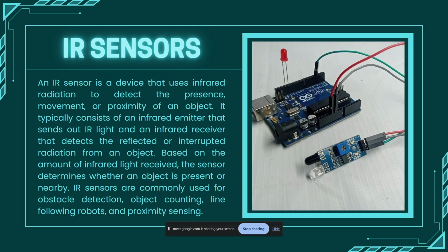So, what is an IR sensor? An IR sensor works on the basis of infrared radiation, that is light.